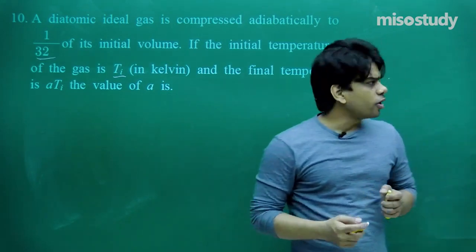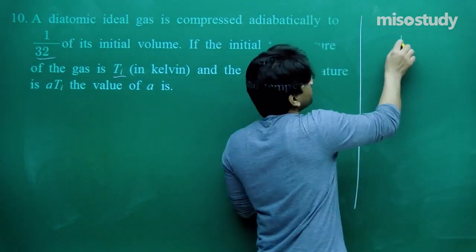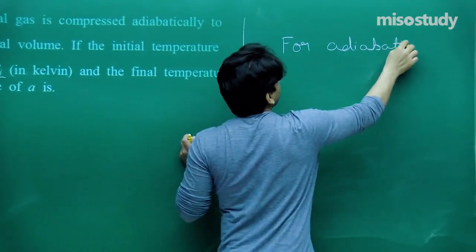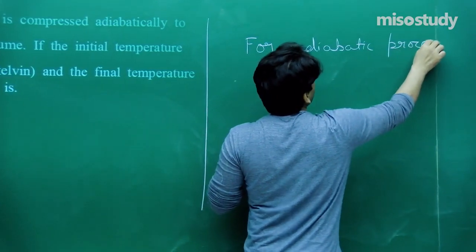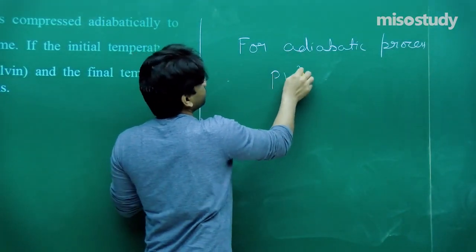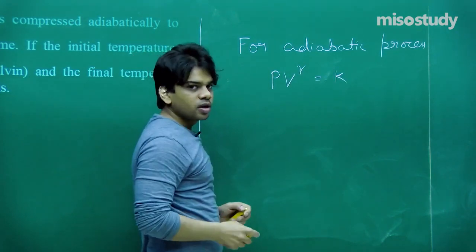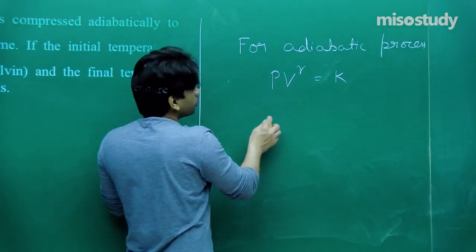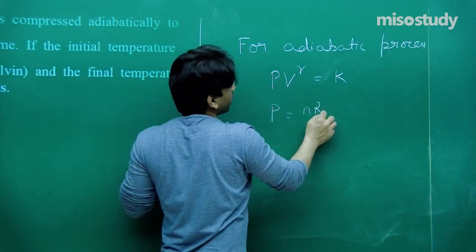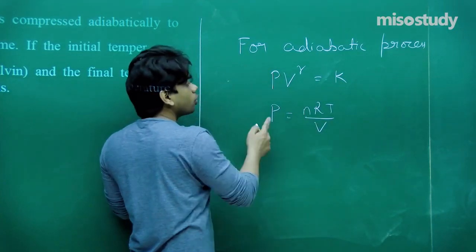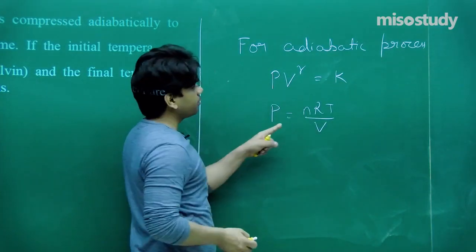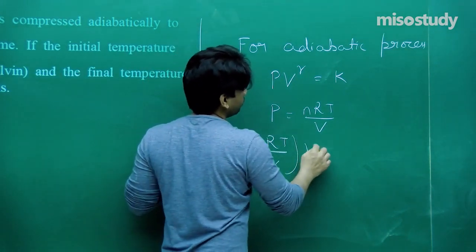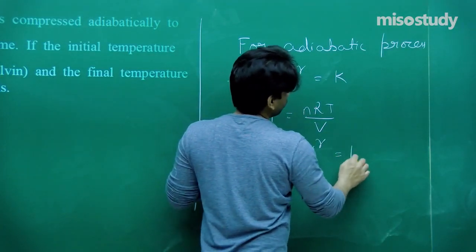First of all, let me tell you, for an adiabatic process, we all know that PV to the power gamma equals constant. This is what we know. Here we have pressure and volume. If we want a relation between volume and temperature, we should write P equals nRT by V. Replacing this, P equals nRT by V multiplied with V to the power gamma, this is equal to constant.